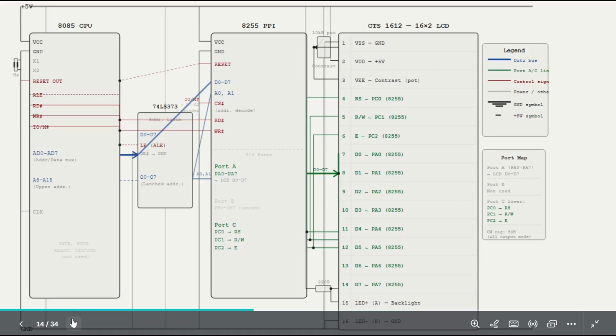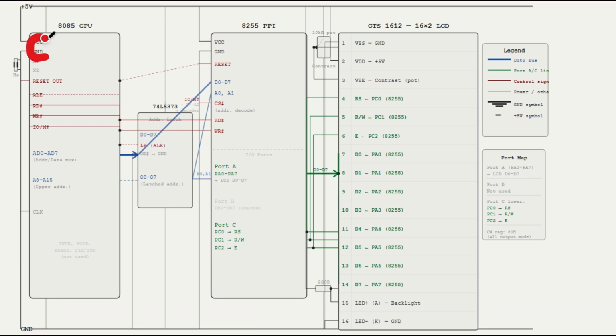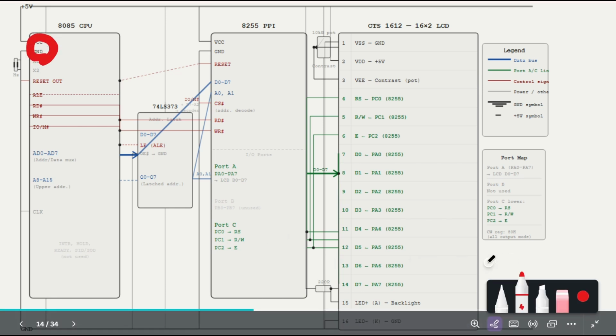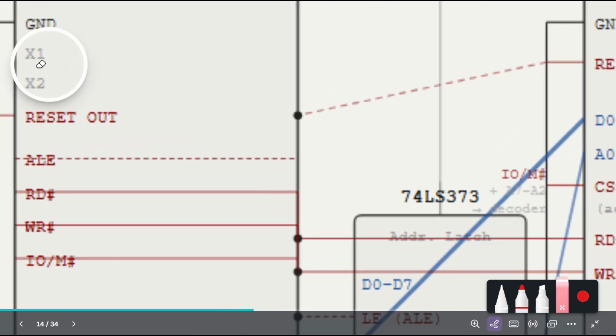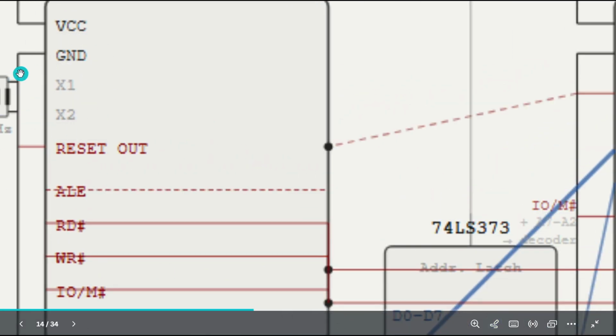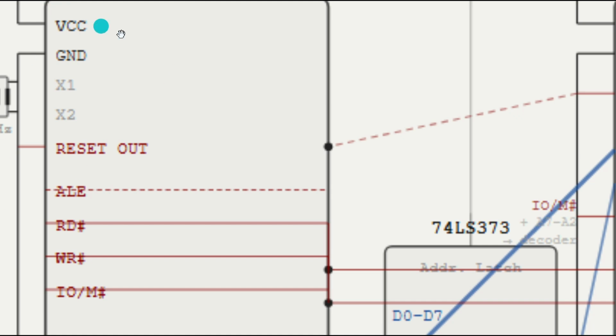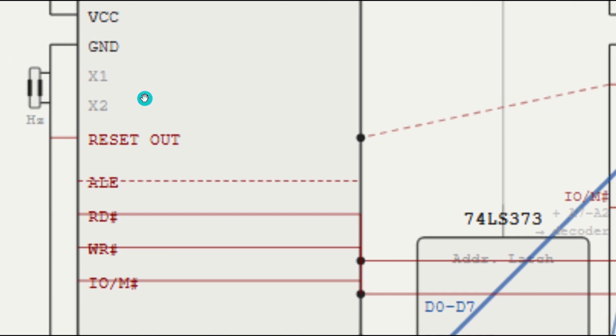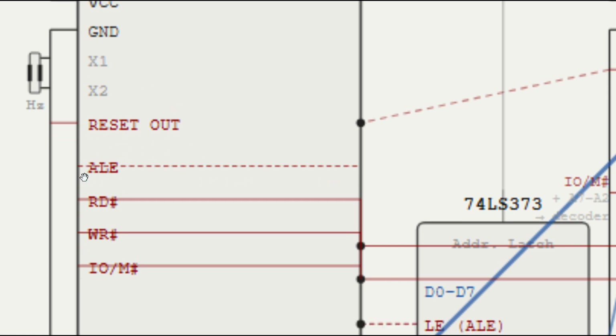So now let's look at the circuit diagram. This is the most important slide for understanding the hardware, I would say. VCC and ground are just for the power supply. And X1 and X2, if we zoom in here, are the crystal oscillator pins, and this determines the frequency of the clock. You can see this here. This reset signal is connected to the reset pin of the 8255 to reset both chips simultaneously. And this is the address latch enable. These are specifics of the 8085 architecture, which we are not really going to discuss much here.